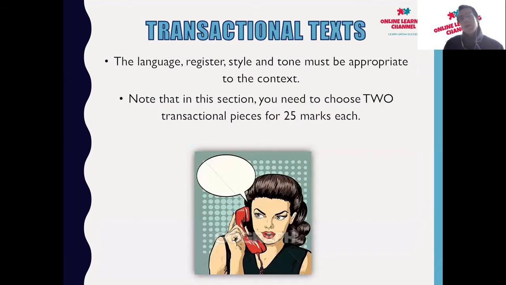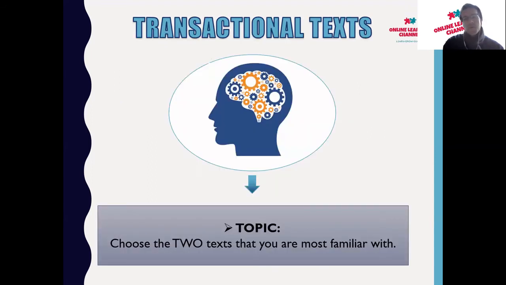Now, when it comes to transactional text, it's important to bear in mind the language, the register used, the style, together with the tone. It must all be appropriate according to the context, and you are also tasked with making a choice between two particular pieces that are both worth 25 marks each. So it's important to choose the two texts that you are most familiar with, not only in terms of the actual style and the structure of the actual text, but also in terms of what you feel comfortable elaborating on.